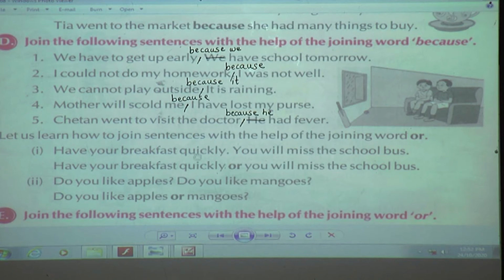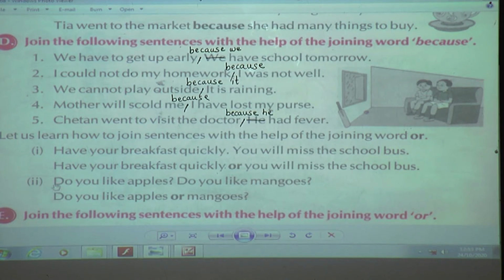Have your breakfast quickly. Full stop. You will miss the school bus. So what do I have to do with these two sentences? Yes, I have to join them with the conjunction or. So same over here. I am going to remove that full stop. I am going to join these two sentences with the conjunction or. Then the next word, that is you. Here y will become small, and the same sentence. Here the same rule which we have learned until now.